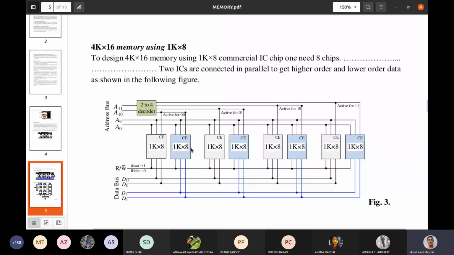Sir, could you repeat the data bus length thing, sir? Okay. This one or the previous one? Sir, this one, sir. Okay.